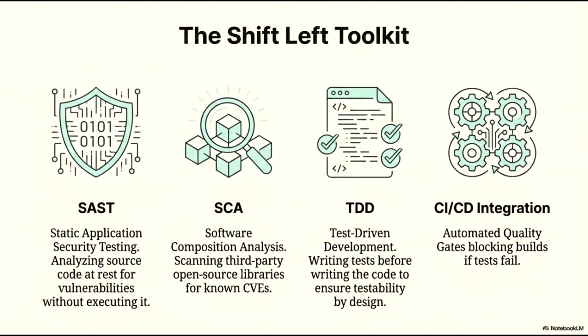The Shift Left toolkit comprises 4 essential pillars designed to embed quality and security early in the software development lifecycle. First, we utilize static application security testing, or SAST, which analyzes source code at rest to identify potential vulnerabilities without the need for execution. Next, software composition analysis, or SCA, allows us to scan third-party and open-source libraries for known CVEs, ensuring the integrity of our dependencies.